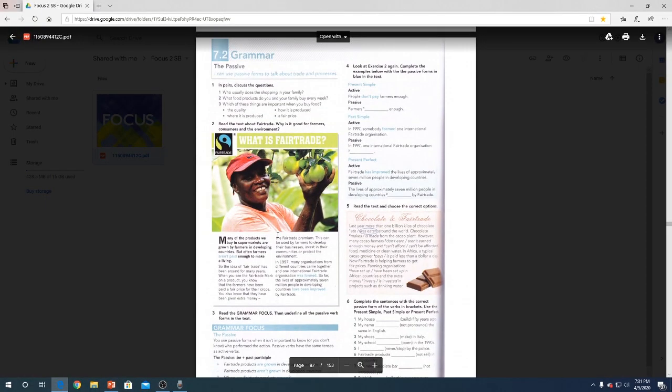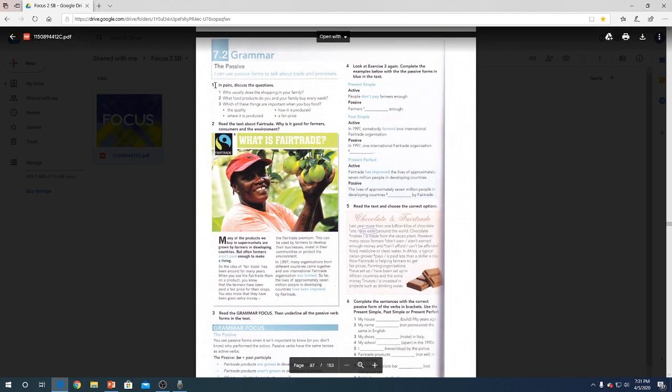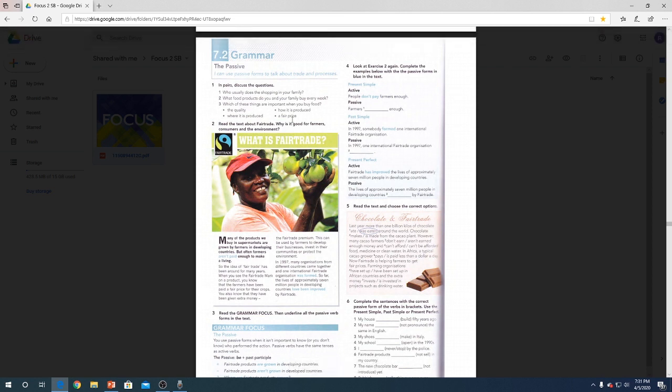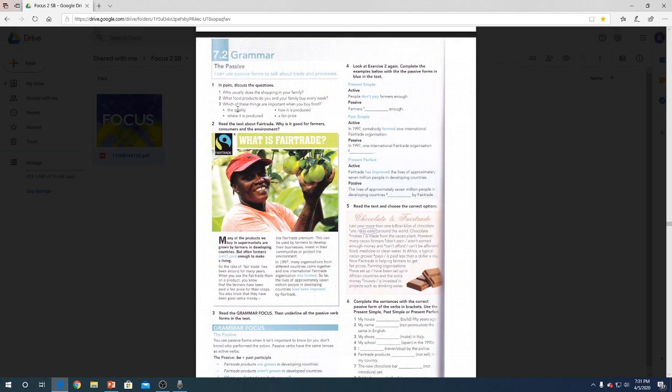Now let's pass on to the text on page 86. We have, in exercise number 1, some questions. You're going to write down the answers and send them to me on Google Classroom or on WhatsApp. Who usually does the shopping in your family? What food products do you and your family buy every week? Which of these things are important when you buy food? The quality, where it is produced, how it is produced, a fair price.